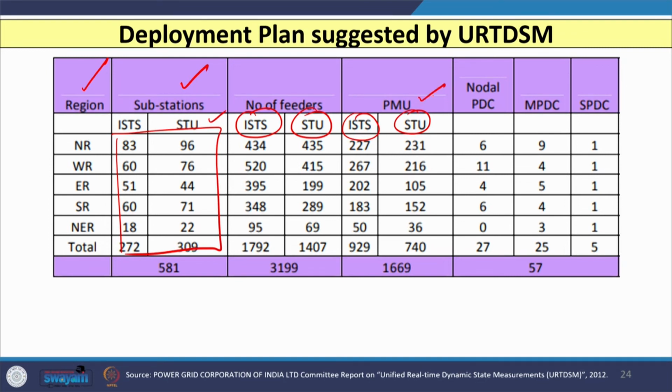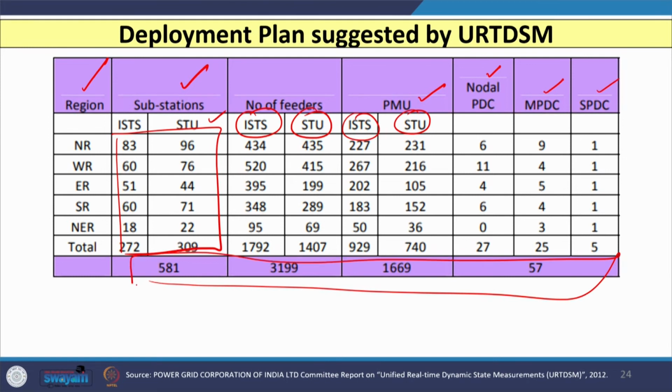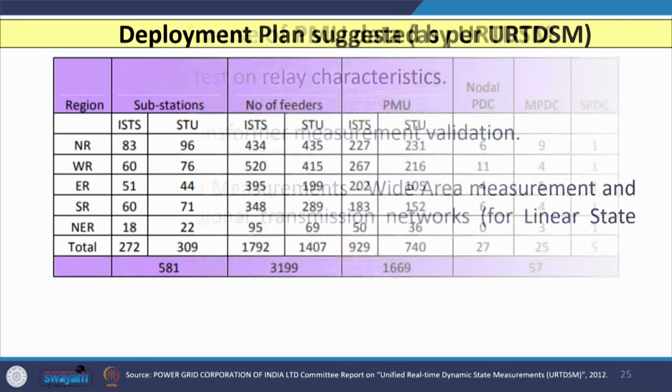And then for these PMUs, how many PDCs are required, nodal, particularly who is going to monitor that, and above this nodal you have the MPDC and SPDC. All these things are given and total PMUs are also mentioned in the last row. So, this is all about the deployment plan as suggested by the URTDSM.